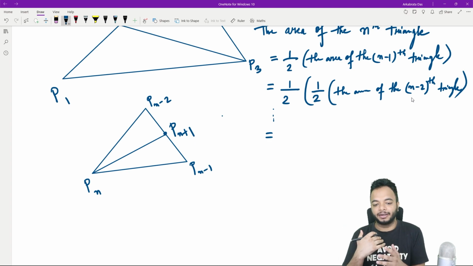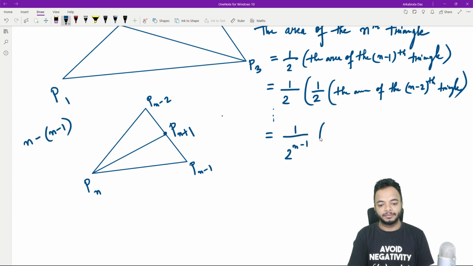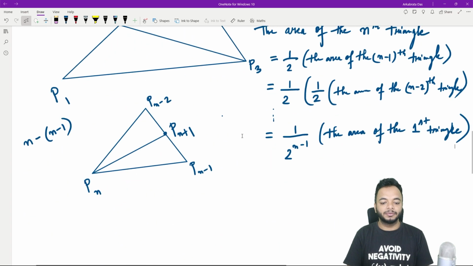Okay, so try to view the pattern. So at the very end, what will it be? So it will be the first triangle, right? So that means you will be having n minus 1. Okay, so that means it will be (1/2) to the power n minus 1 times the area of the first triangle, and that is nothing but that was given to us, that is the triangle P3, P2, P1.